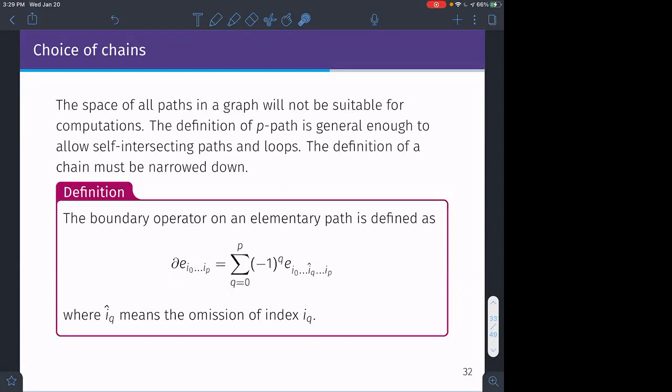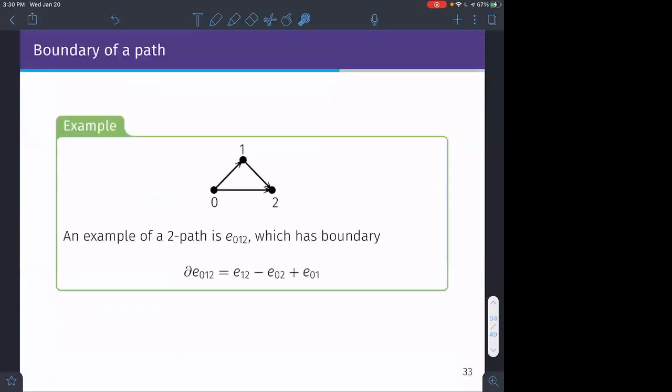Definition will be deleting 1 vertex at a time from the sequence of vertices in the path. And then depending on the position where that is in the path, that's going to be the power for -1. So similar notation, also little hat notation, to say that I'm killing 1 vertex at a time. And here's an example. It actually doesn't disagree with what I had earlier. If I wanted to do the boundary of this path, which corresponds to this triangle, it works out the same.